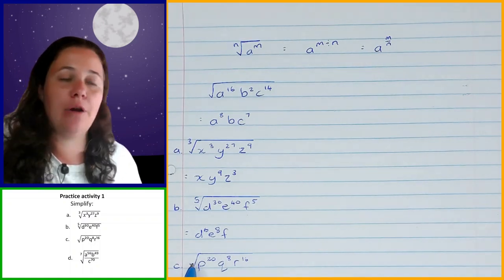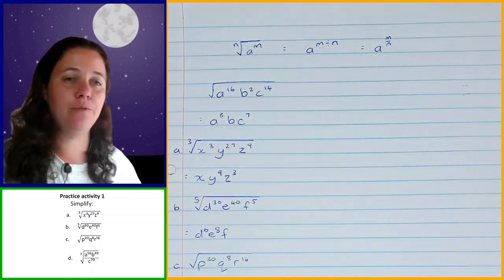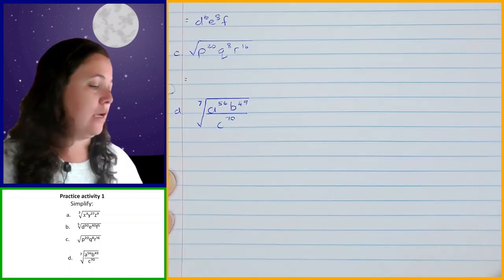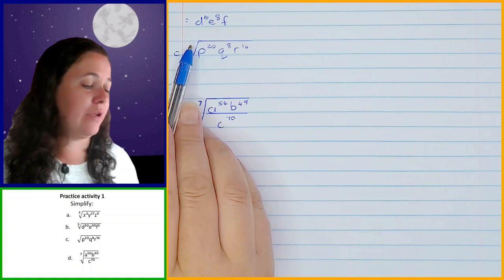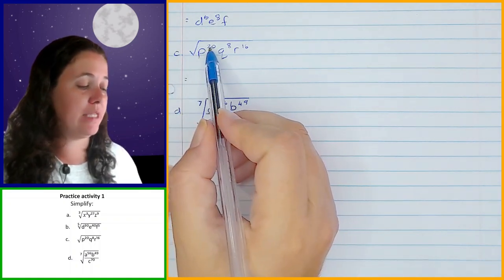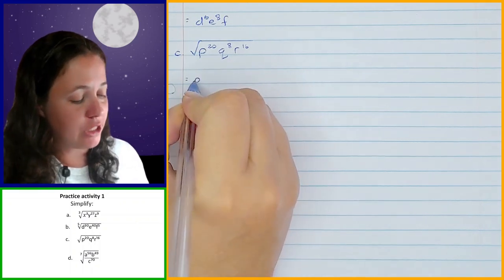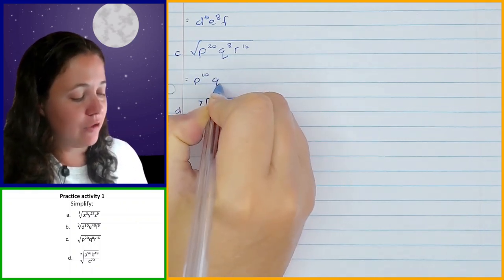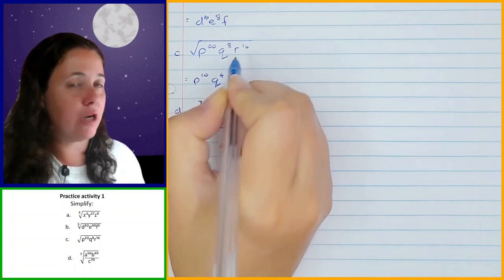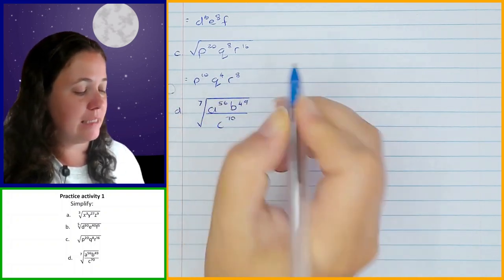Then this one over here, again, like in the example that I gave you, you can't see a number outside over here, which means that it's a 2. So we're going to be dividing by 2. So I have p to the power of 20 divided by 2 is p to the power of 10. Then I have q to the power of 8 divided by 2, which is 4. And r to the power of 16 divided by 2, which is 8.